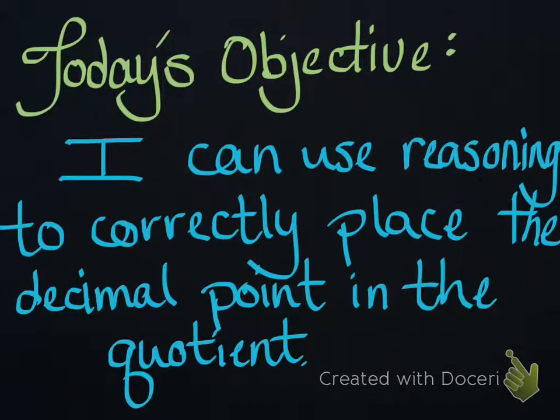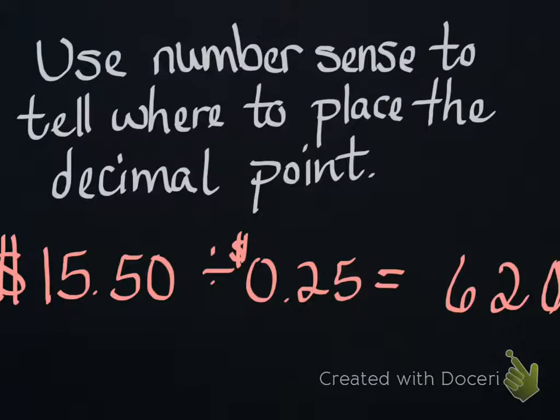7-3. Today's objective is I can use reasoning to correctly place the decimal point in the quotient. So you're going to use reasoning, what makes sense in the problem, to put the decimal point in the right place in the quotient, which is the answer to the division problem. So we're going to use number sense to tell where to place the decimal point in this problem.